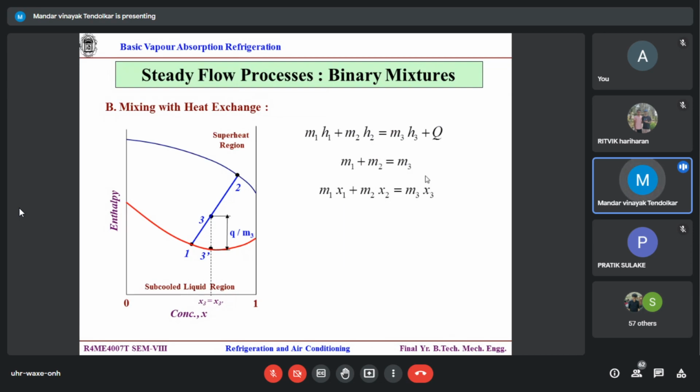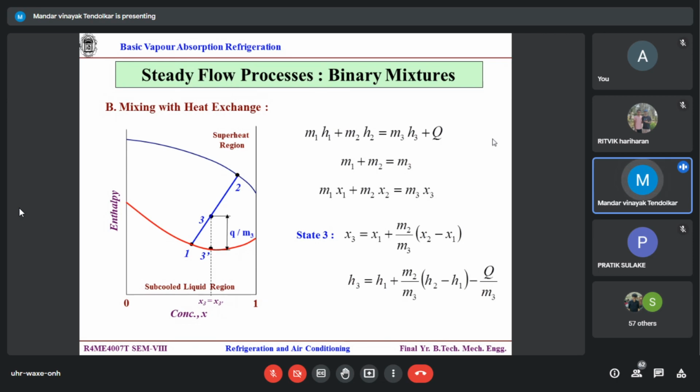So M1X1 plus M2X2 equal to M3X3 remains the same. There is no question of any Q. This Q is getting added only in the first part, the energy balance. Mass balance independent, concentration balance independent. Only in energy balance. Correct? So as far as X3 to be found out, logic same, formula same. Only there is change in H3 where you have to consider either plus Q or minus Q, as per what is asked.